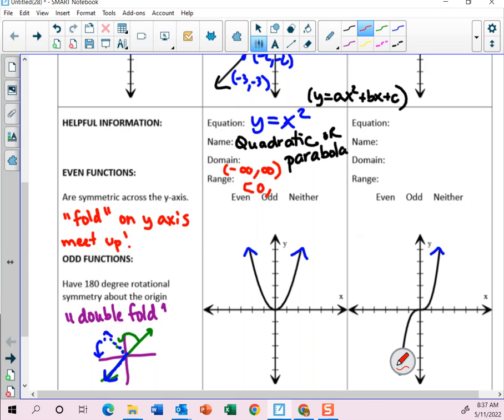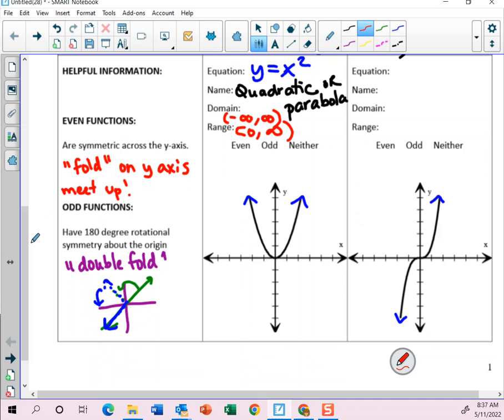But you're only going to get non-negative numbers back. You're not going to get negatives when you square. You're either going to get a 0 or you're going to get a positive. So my range, my outputs, are 0 to infinity. And is this guy even, odd, or neither? He is even, yes. Mr. Parabola. Yes, it could be Miss Parabola. Miss Parabola is even. The parabola is even.